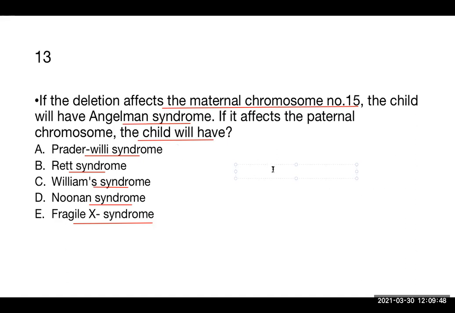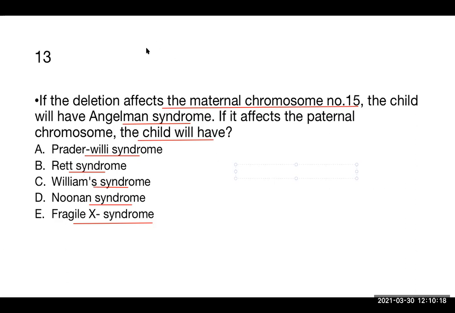Now, in Prader-Willi syndrome, the child looks very obese. The child eats all the time. The child becomes obese, and because of that, the child can become type 2 diabetic quite early in life. There is a problem in fertility, and many of these patients are infertile actually because of hypogonadism. And they are a bit mentally retarded as well. So these are the features of Prader-Willi syndrome.